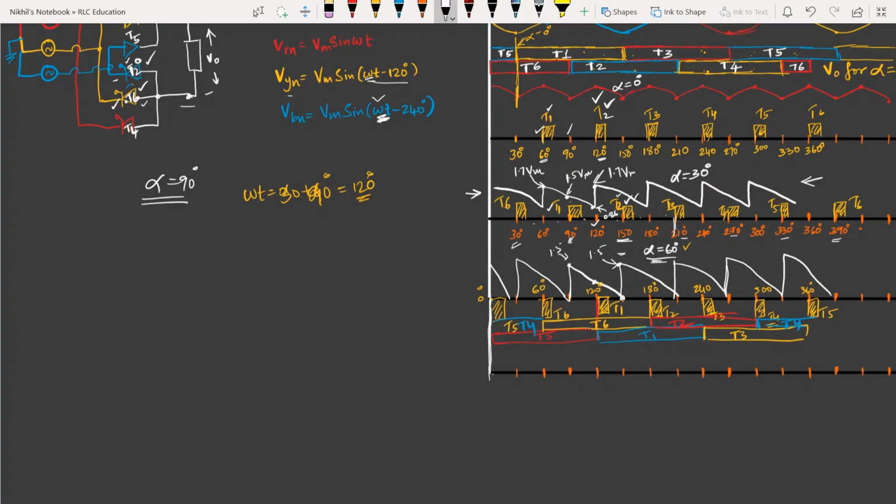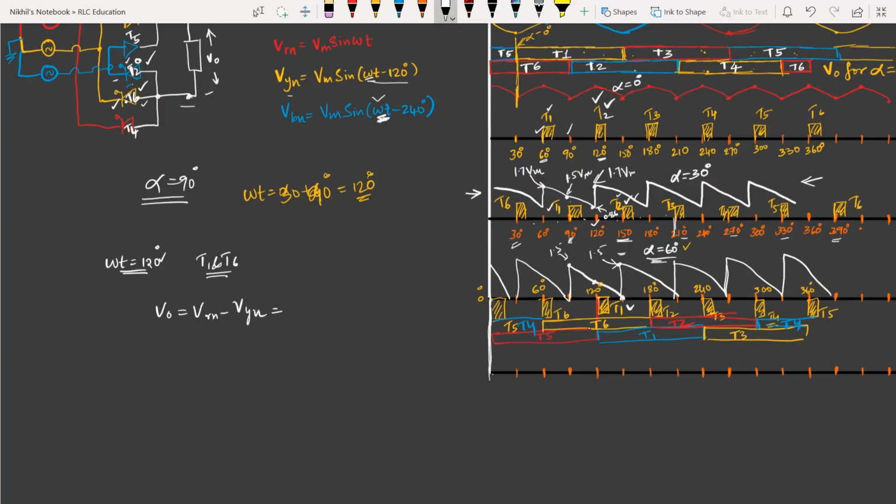So now we will try to make the waveforms starting from T1. T1 is triggered at omega t equal to 120 degrees. What are the thyristors that are conducting just before 120 degrees? T6 is conducting. At omega t equal to 120 degrees, T1 has been triggered. So I can say T1 and T6 are the operating switches at T1 triggering time, that is at 120 degrees omega t. So the output voltage is, as you know, again Vrn minus Vyn.